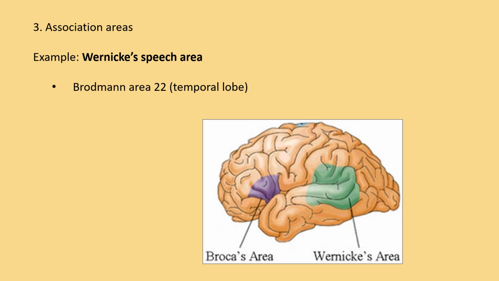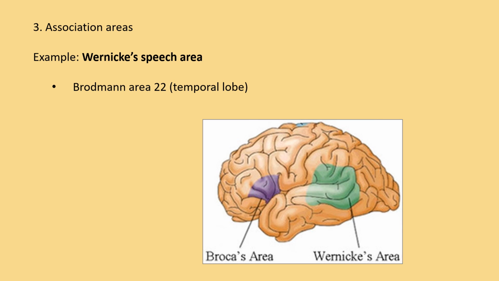All right, so I gave an example of a sensory area, two examples of motor areas, and here's an example of an association area. And I'll remind you, association areas are responsible for neither sensory input nor motor output. And our example is Wernicke's speech area, Brodmann area number 22. Wernicke's speech area is not responsible for producing speech. It doesn't generate the motor output to the muscles of the throat and the face. Rather, Wernicke's speech area is responsible for your ability to comprehend language.